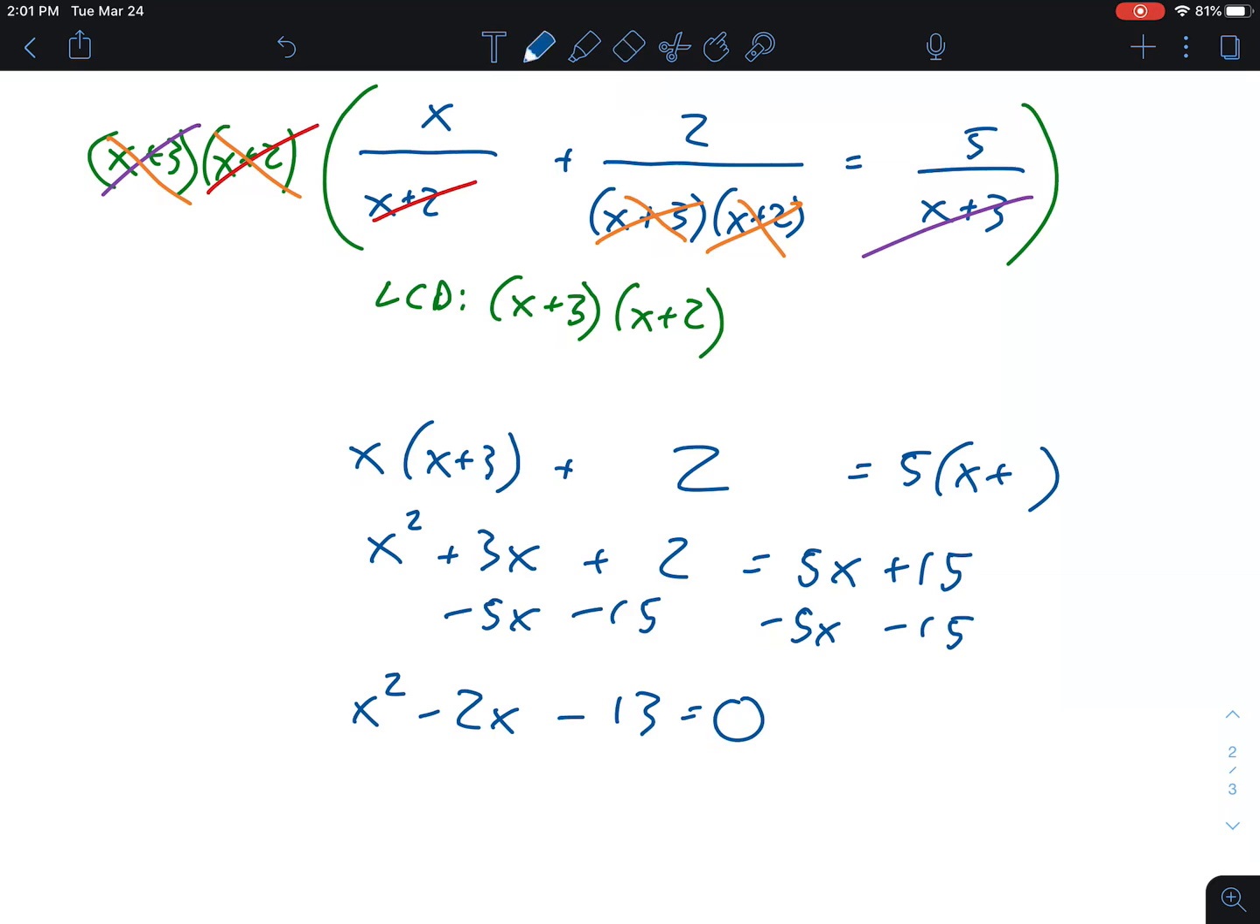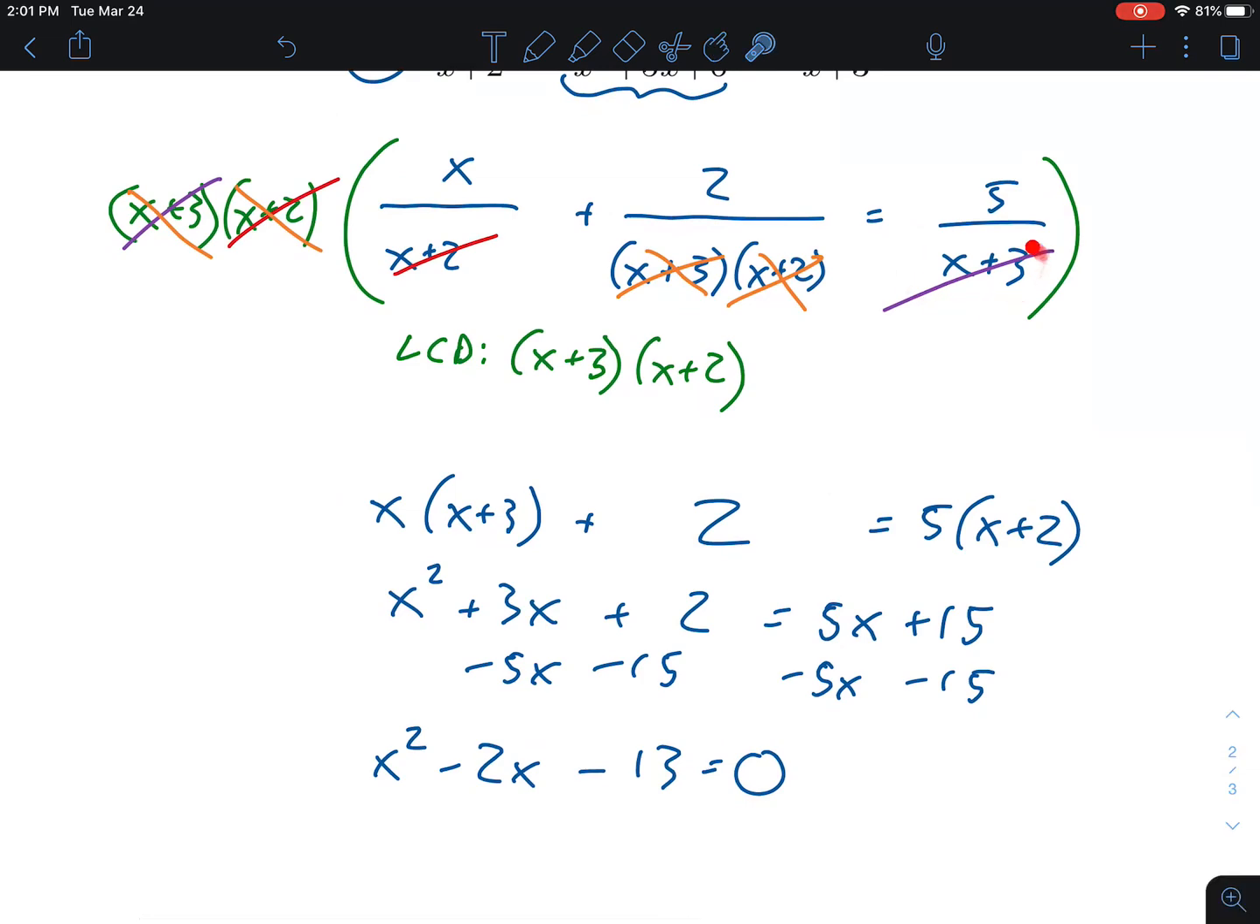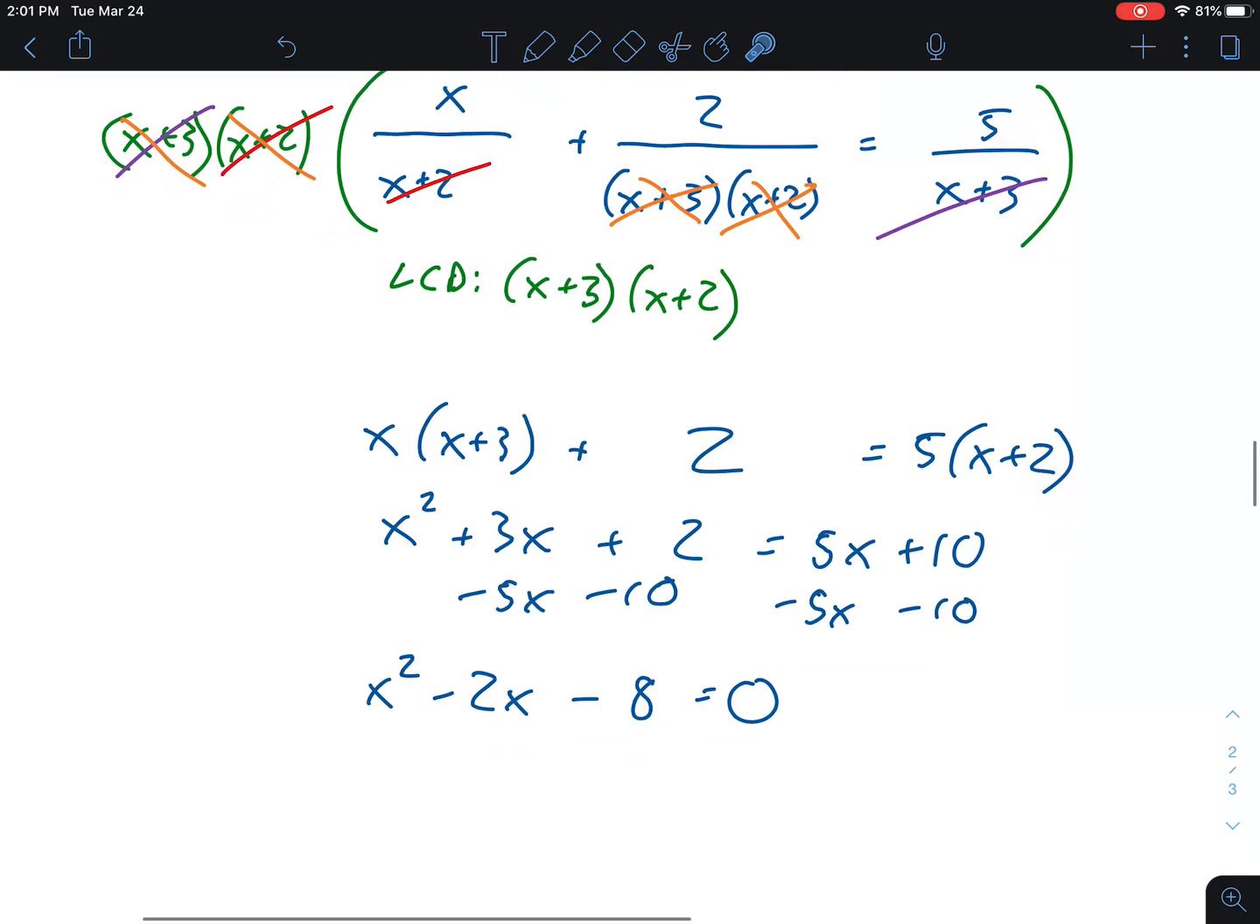Oh, I made a small typo here. My apologies. This should actually be a 2, right? I canceled out this x plus 3 with this x plus 3, so I should have multiplied by an x plus 2. Little typo there. Let me just change that. Right, so this x plus 3, when I multiply by the LCD, cancels with this x plus 3, so I have 5 times x plus 2.